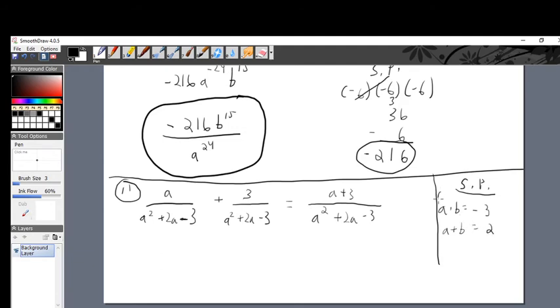So there's a number for that. There's two numbers for that. 3 times -1 is -3, and 3 plus -1 is equal to +2. So our magic numbers are 3 and -1.